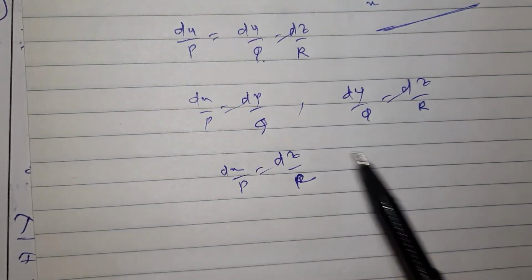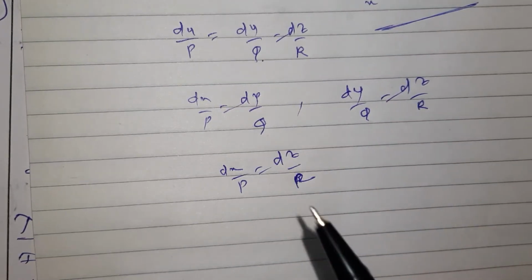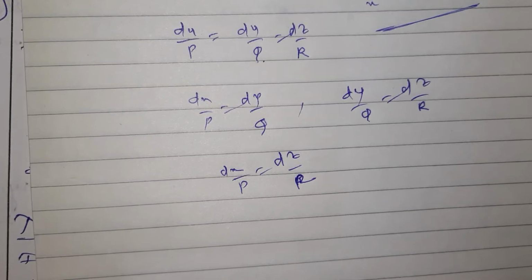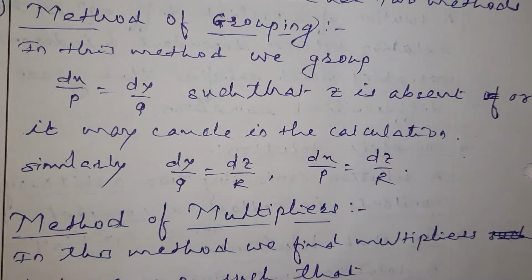Right? So these three possibilities are there. Now which group can we select? That is our method of grouping, and it gives us a minimum of two solutions. Now what is that method?